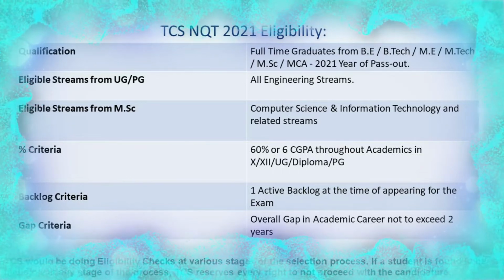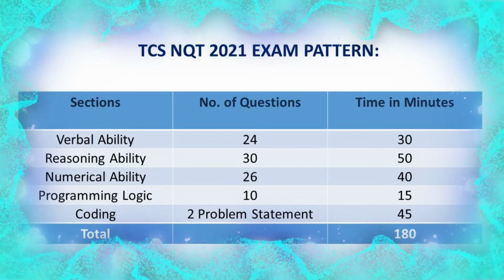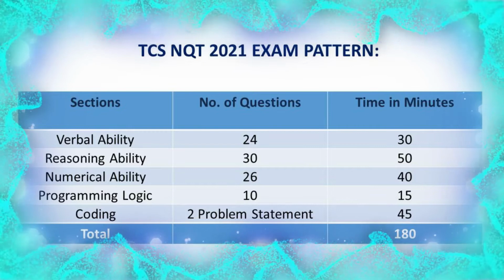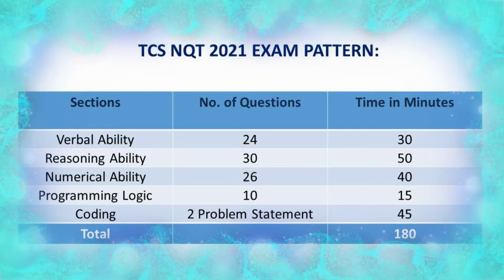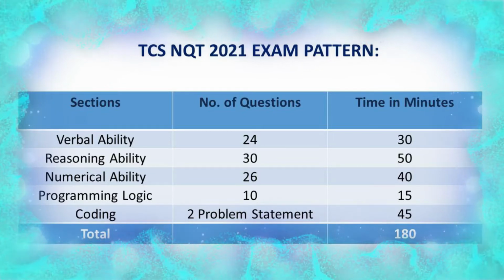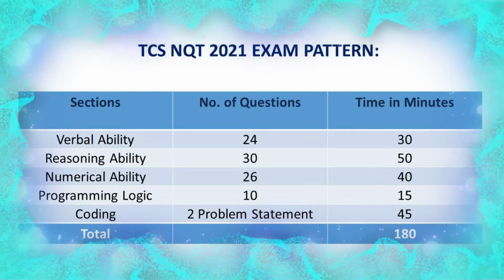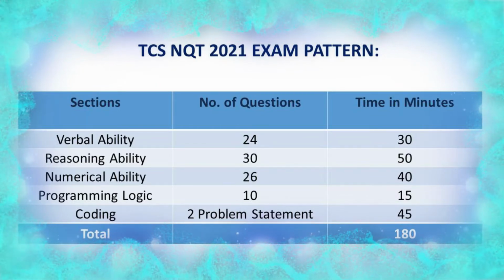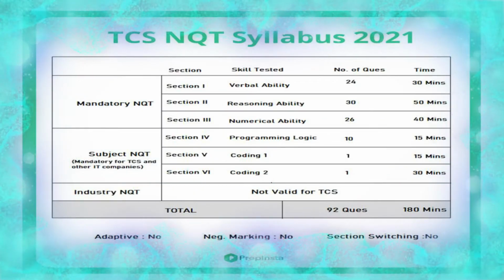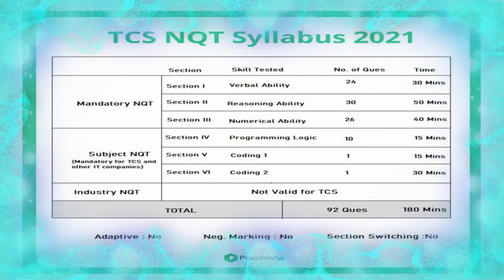So let's go into the TCS NQT 2021 exam pattern. You will be having 5 sections: verbal ability, reasoning, numerical ability, programming logic and coding. Verbal ability, you will be having 24 questions for 30 minutes. Reasoning ability, 30 questions which you have to attempt in 50 minutes. Numerical ability, 26 questions in 40 minutes. Programming logic, you will have 10 questions you have to attempt within 15 minutes.